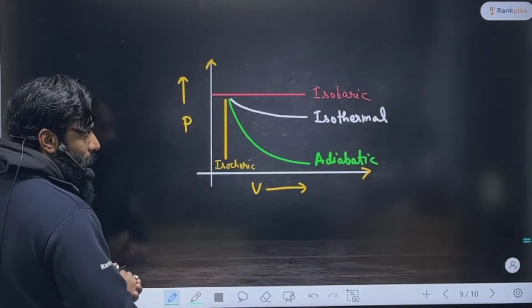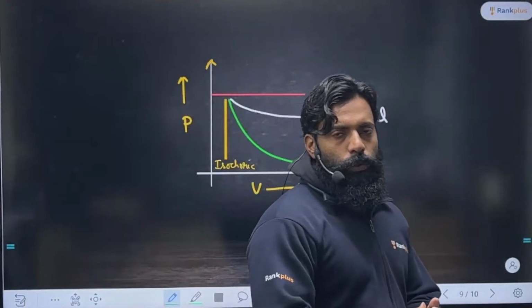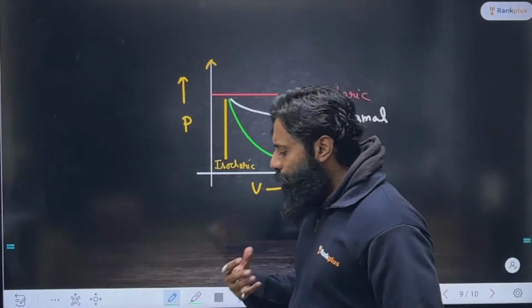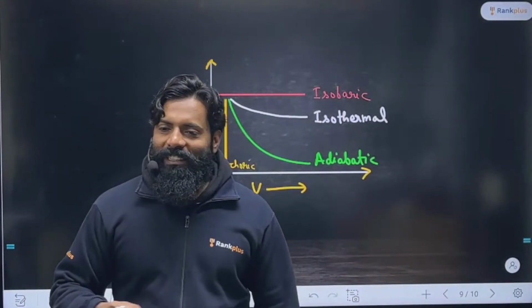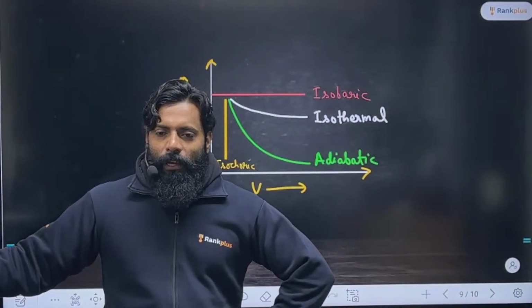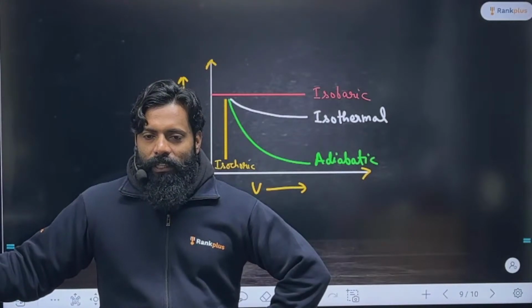Okay, these graphs are very, very important. And other than these graphs, you know that when you are finding the work done, it can be done using the area under the curve. Okay, I hope that this thing is clear to you. Is this thing clear?